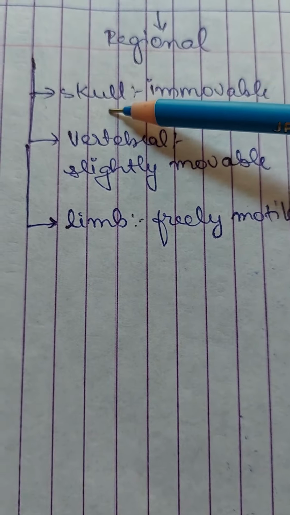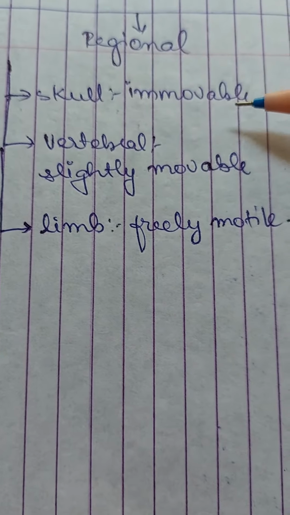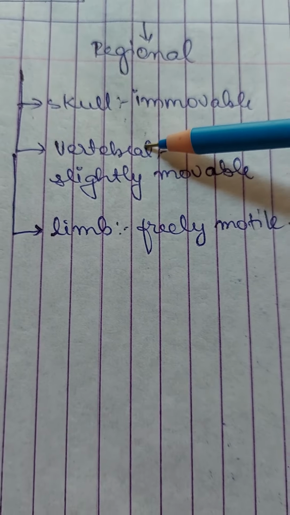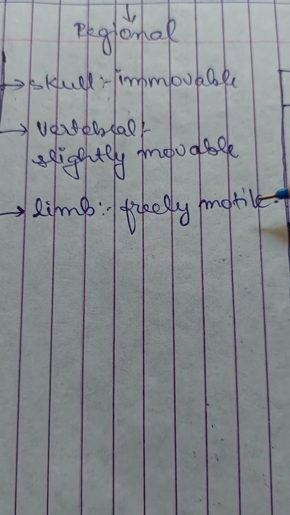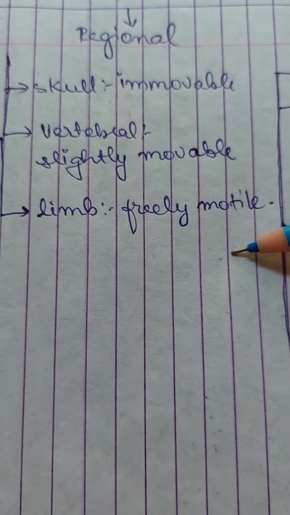How? For example, we have the skull, which is very immovable. In the vertebra, they are slightly movable, and in the limbs, they are freely motile. So, this is the regional classification of the joints.